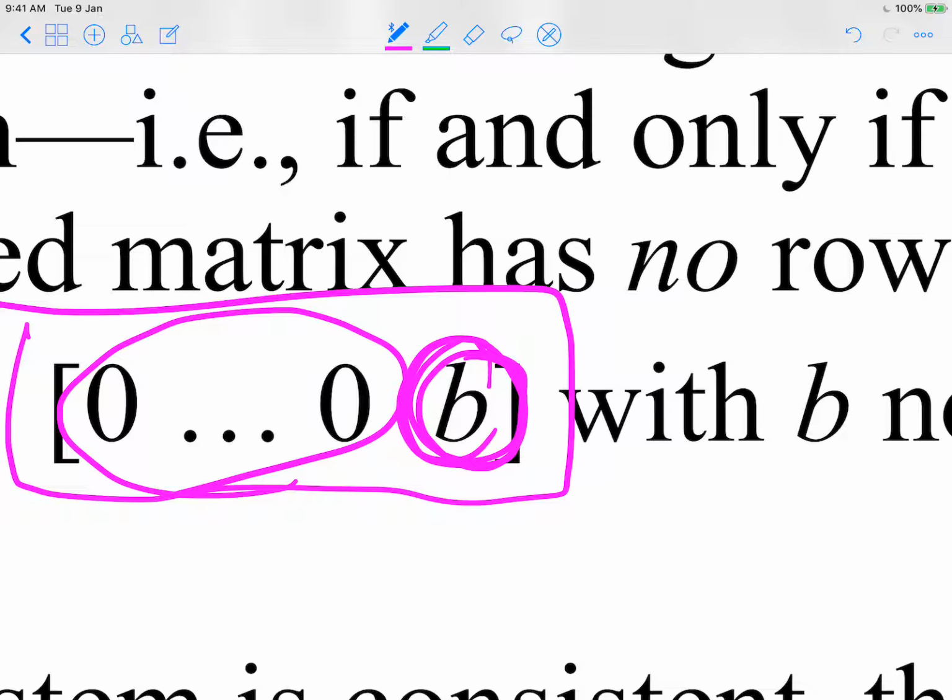But if we don't find such a row, then that's when we have at least one solution, right? And in that case, we can have either a unique solution or infinitely many solutions. That depends on whether we have a free variable or not. The free variable is the variable that corresponds to those columns that don't have a pivot, where the pivot does not exist. But for those columns that have a pivot in the corresponding column, those are called basic variables.